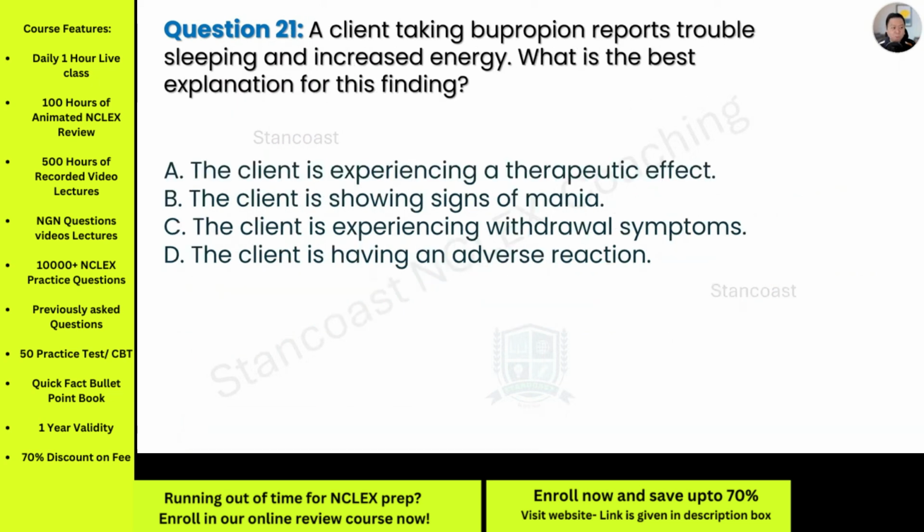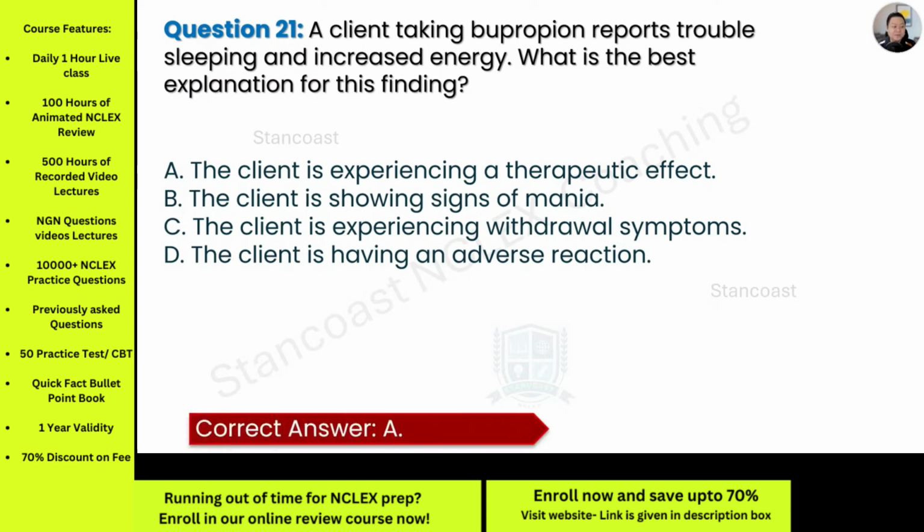Let's have number 21. A client taking bupropion reports trouble sleeping and increased energy. What is the best explanation for this finding? A, the client is experiencing a therapeutic effect. B, the client is showing signs of mania. C, the client is experiencing withdrawal symptoms. And D, the client is having an adverse reaction.